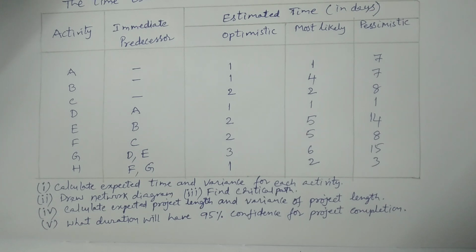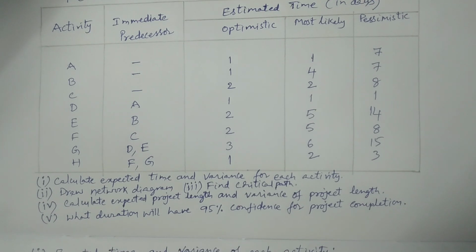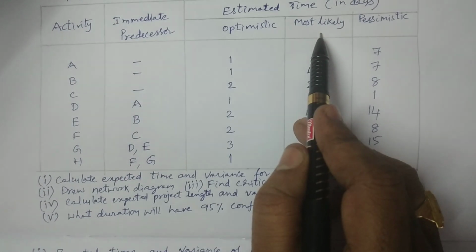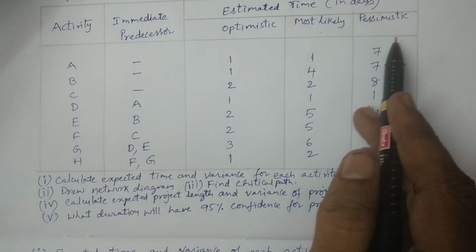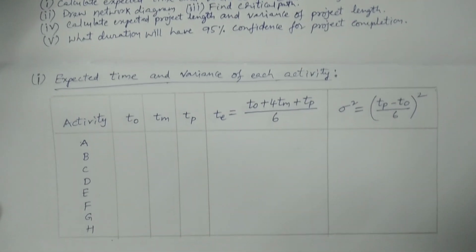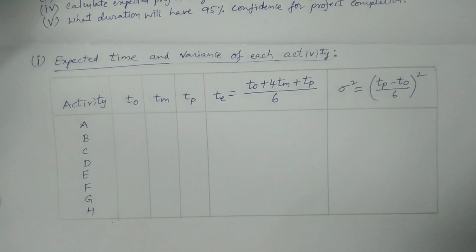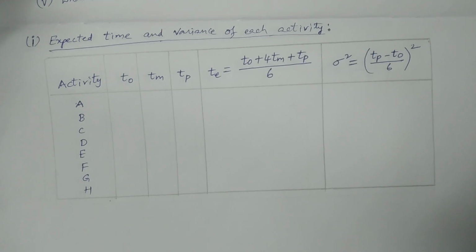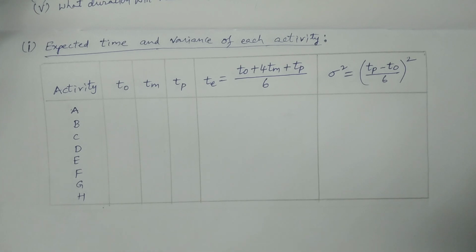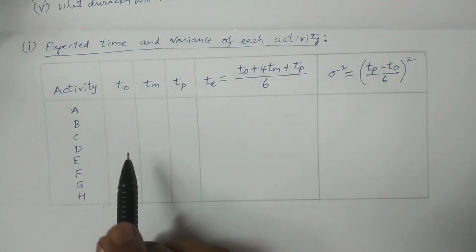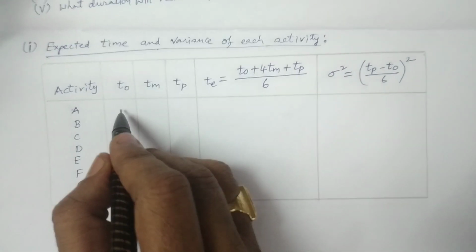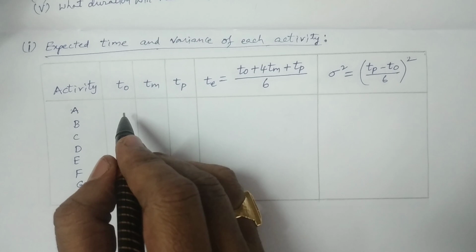For every activity, I am considering the optimistic time T naught, the most likely time Tm, and the pessimistic time Tp. I consider these three times, and then I calculate these values. The first question is going to be answered in this particular table. I have prepared the table where you have to calculate the times, with these values T naught, Tm, and Tp given.